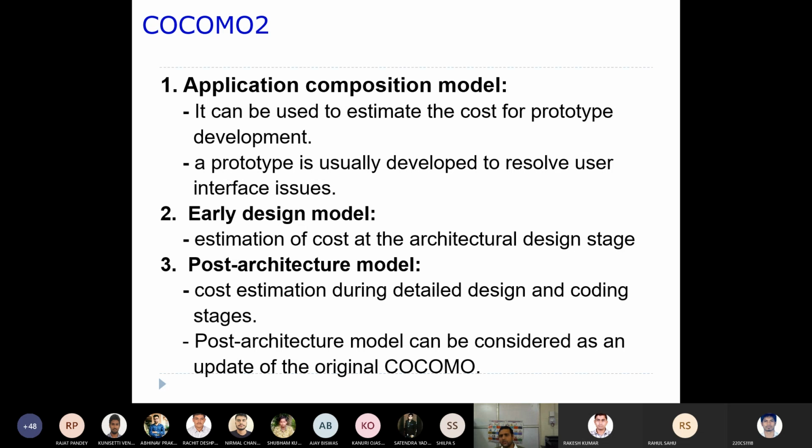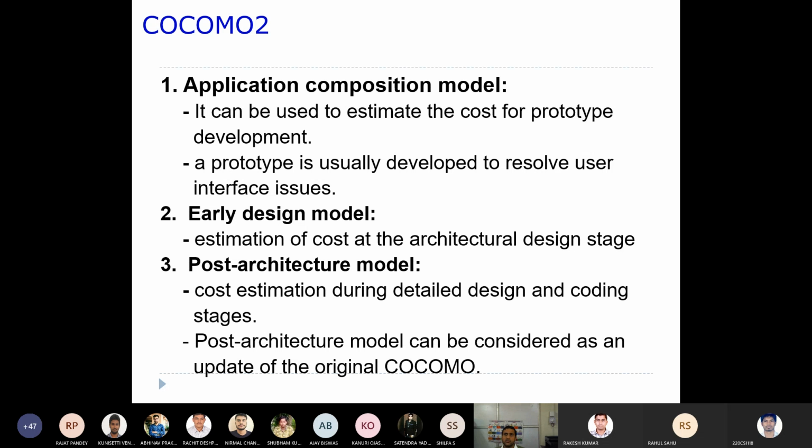So whatever the prototype that will be really used to resolve the user interface issues, that cost will be considered here as well, okay? And the second model here is the early design model, okay? So here mostly it is all about the high level design.